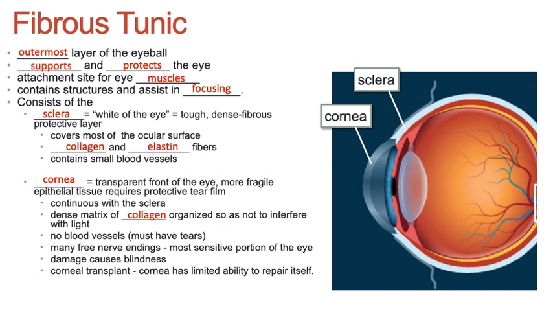There are no blood vessels here, so the cornea receives its oxygen and nutrients pretty much only through the distribution of tears over the surface. One of the consequences of not having blood vessels is that, when you have damage, it does not have much of an ability to repair itself. So any damage here can cause blindness, and to repair the cornea can sometimes require a corneal transplant, again, because it has a limited ability to repair itself.